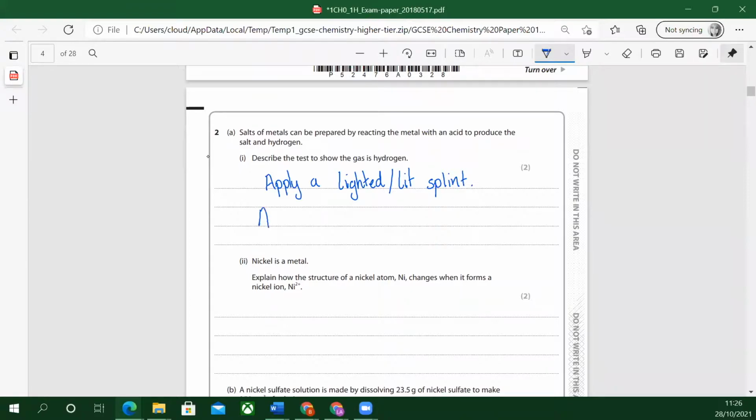To make you laugh this bit because it's a funny word, a squeaky pop noise will be heard. Really, what that is, is a small explosion, because hydrogen is very explosive. So a squeaky pop sound will be heard. So you need to write both of those things to get those two marks. That's very important here, those two things. Apply a lighted or lit splint, okay, and a squeaky pop sound will be heard.